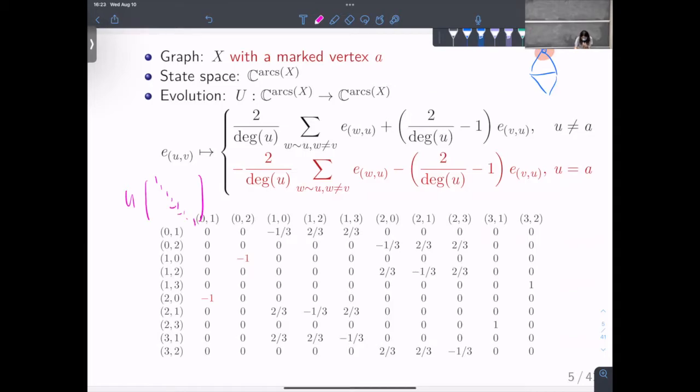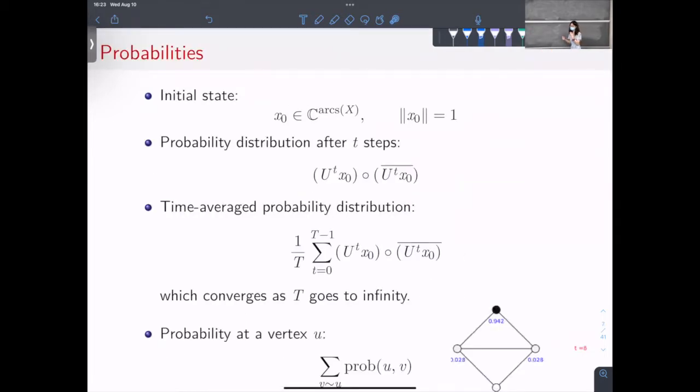So this is like you are asking the computer, am I on a particular arc or not? If the arc is marked, then the oracle tells you yes, which negates the entry, and otherwise it just keeps the same entry. Okay, so that was how the quantum walk evolves.